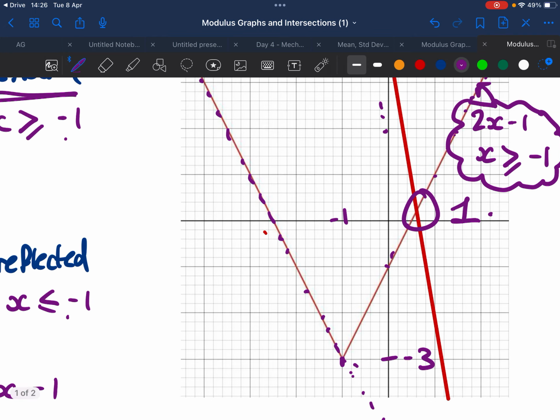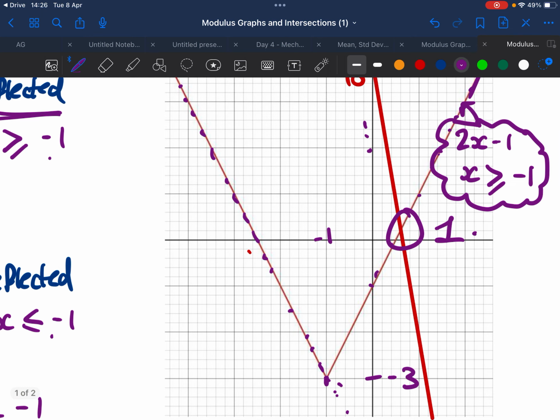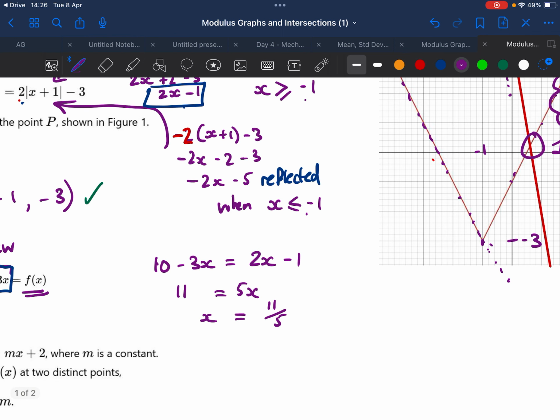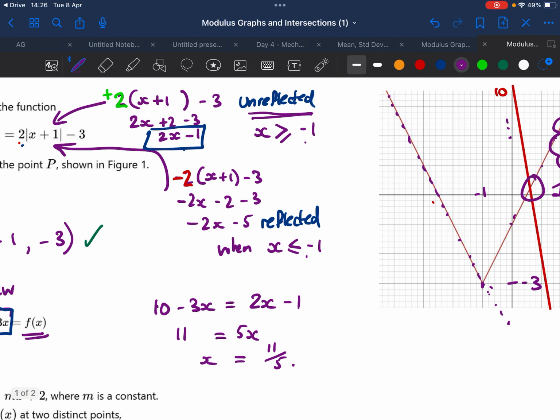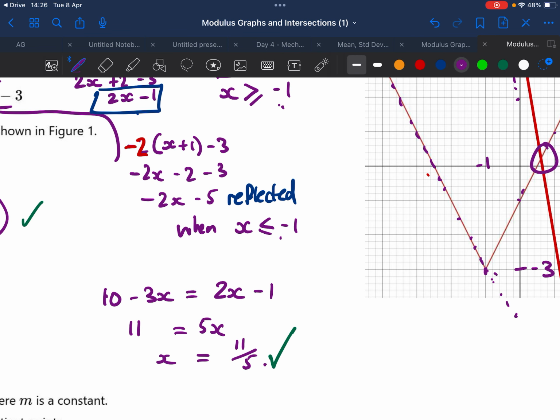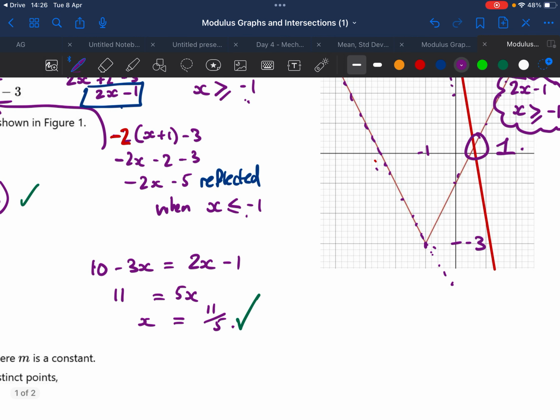And if you look at our graph here, remember this is just a rough sketch that I was doing, you can see that we seem to have the right answer. Okay, so 11 over 5 is to the right, so this is fine. This passes all of my tests. And just to show you, I'll show you that the one on the left wouldn't work, just to experiment.